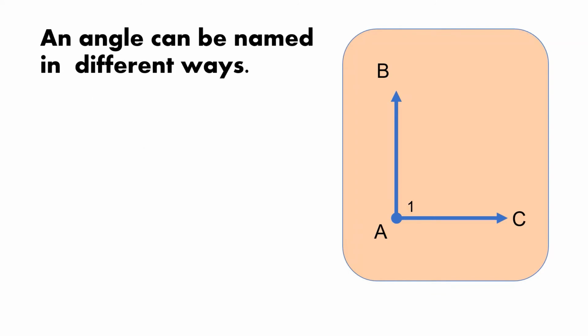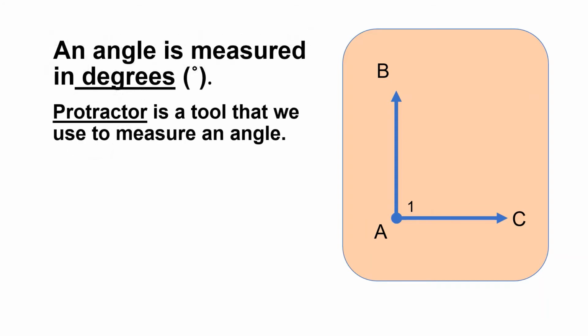An angle can be named in different ways using letters or numbers. We also use this symbol to write the name of an angle. For instance, we can call this angle, angle BAC. Or we can also write angle CAB. Or we can just write angle 1. An angle is measured in degrees. We use the small circle as a symbol for degree.